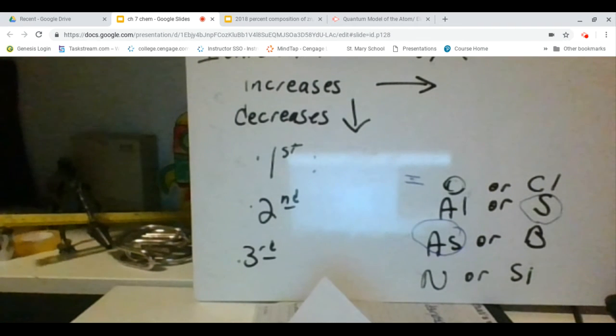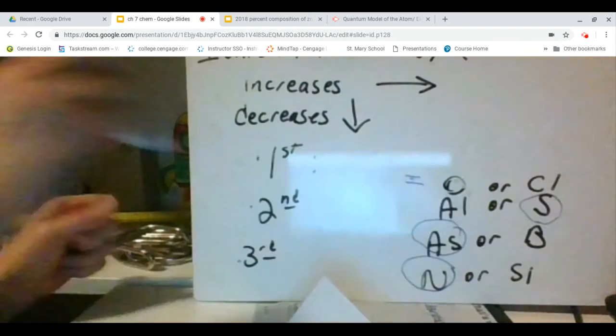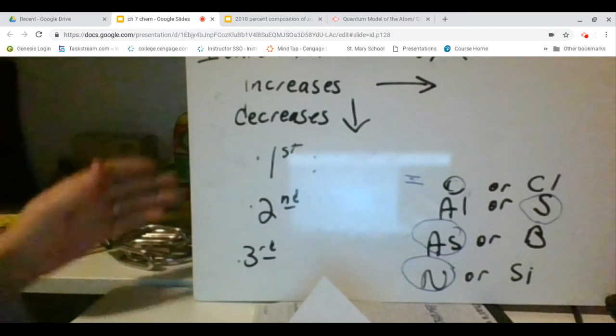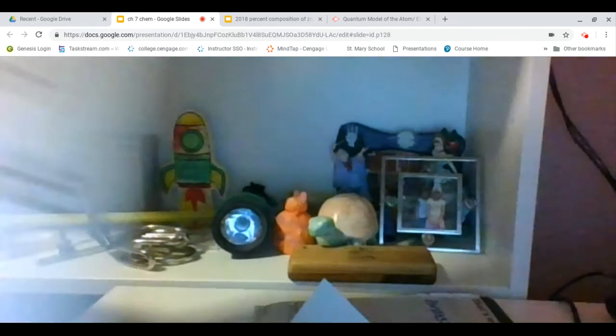Finally, we have nitrogen or silicon. Nitrogen is going to have a higher ionization energy because it is above silicon and it is also more to the right. So therefore, we're going to be looking at nitrogen with the higher ionization energy. Okay, moving on. Let's do metallic character and atomic radii.